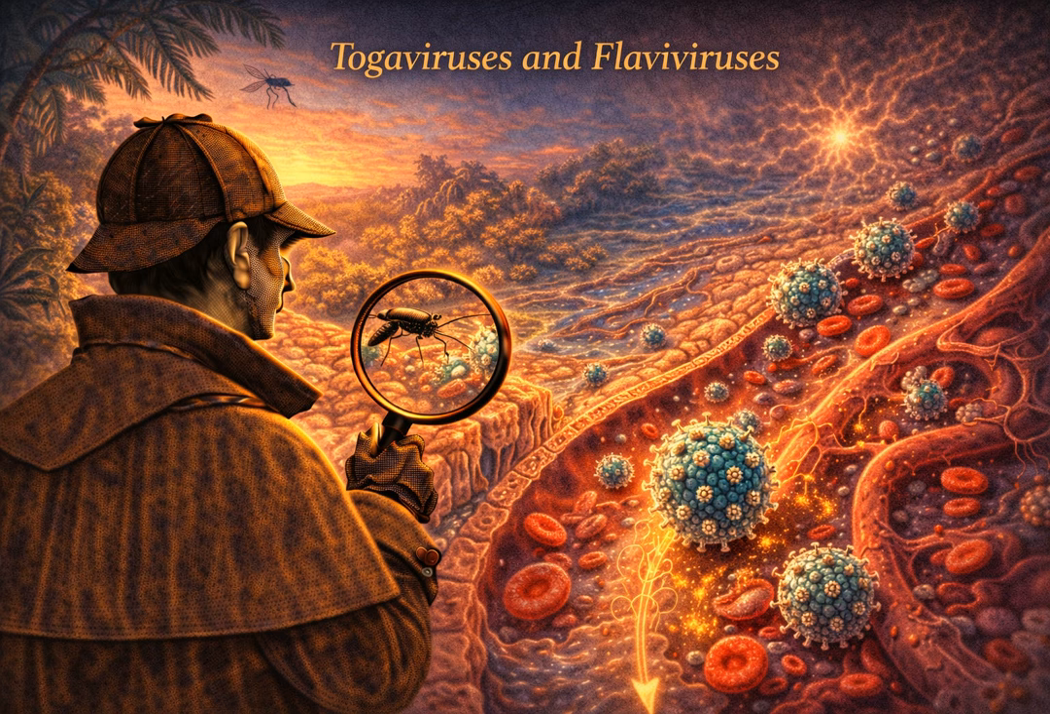Let's get into the hardware of these things. If I am a virus in one of these families, what exactly am I made of? You basically have three key components. First, right in the center, you have the genetic code, which is single-stranded positive sense RNA.